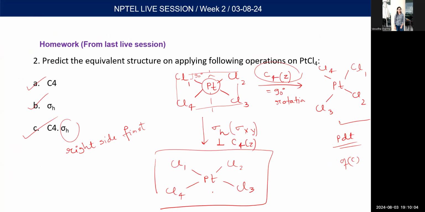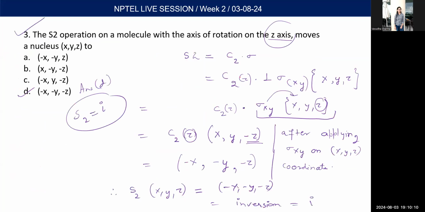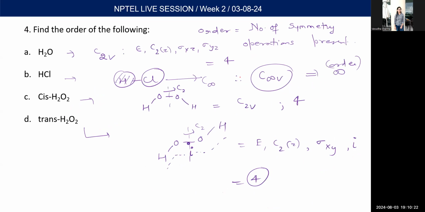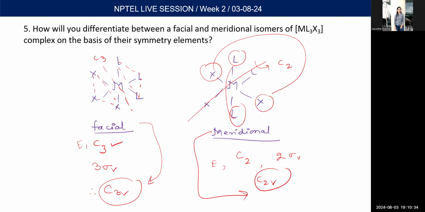If you have a PtCl4 molecule, you can apply the C4z as well as sigma h and find out which equivalent conformation you'll be having. Similarly, when you apply an S2 operation to any coordinates, you will end up having inverted coordinates. Therefore, S2 is equal to the inversion center. Then we found out the order, that is the total number of symmetry operations present in one molecule. So for all the molecules, you can try by yourself using different molecules as well. Followed by, with the help of the point group and number of symmetry elements, we could easily differentiate between facial and meridional, because the facial isomer follows C3v point group and meridional has C2v.